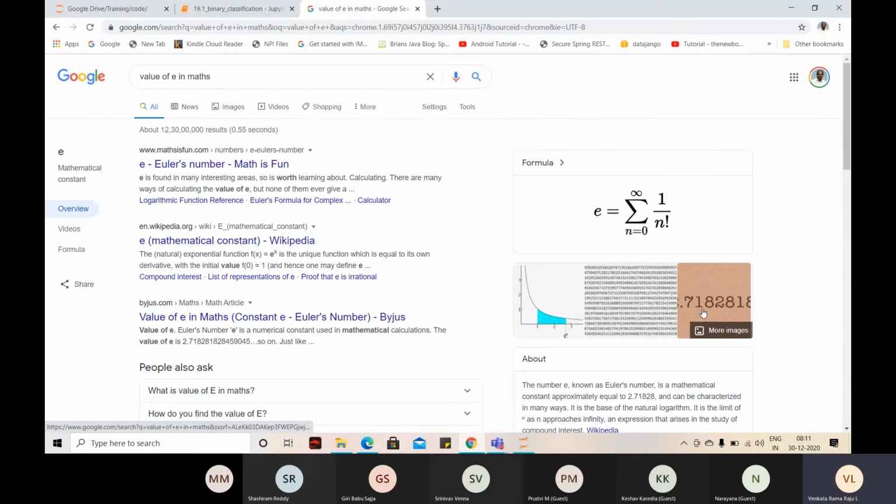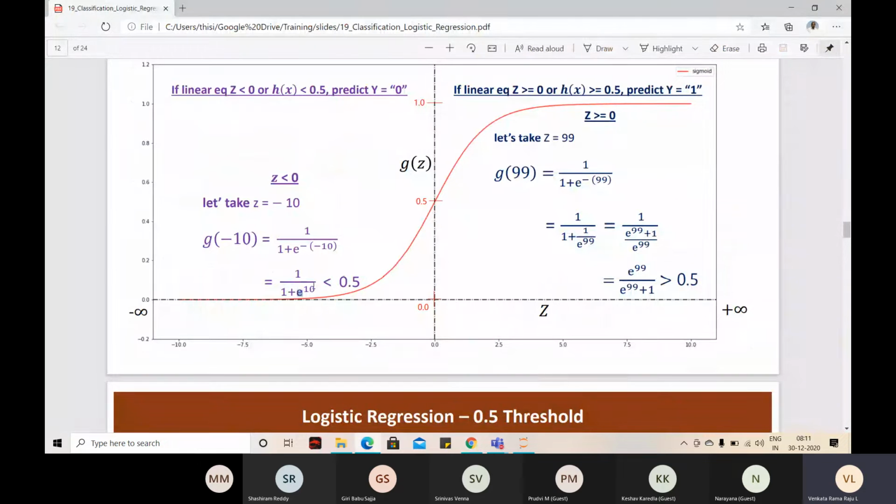Two point, no, 2.718 whatever, right? So 1 by 1 plus 2 power 10, is it going to be less than 0.5 or greater than 0.5? Less than 0.5, obviously. Less than only, right?